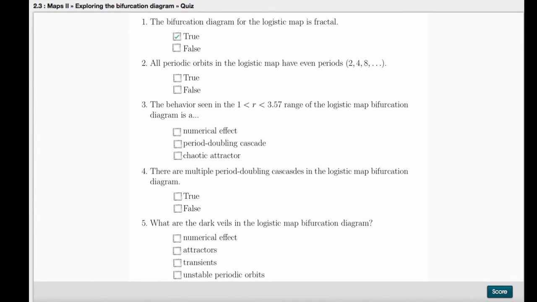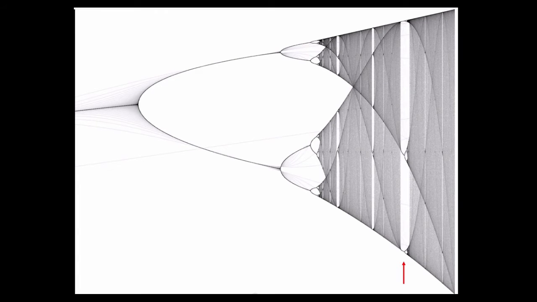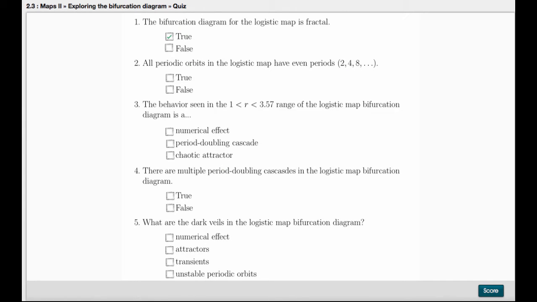The next question concerns whether all periodic orbits in the logistic map have even periods. To answer this question, let's again look at the bifurcation diagram. If you look in this window of periodicity where the red arrow is pointing, you see a period 3 orbit. 1, 2, 3. Since 3 is not even, the statement is false. As an aside, it's interesting to note that given any natural number, it's possible to pick a parameter r which will give you an orbit of that period in the logistic map. As we just saw, the logistic map has a period 3 orbit, which is not even, so this statement has to be false.